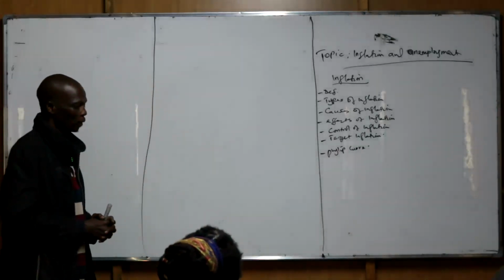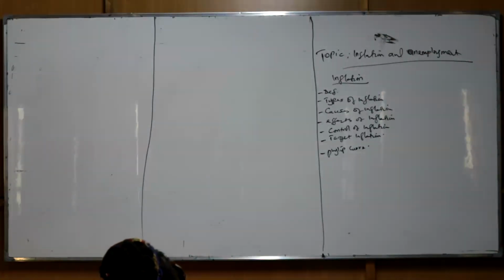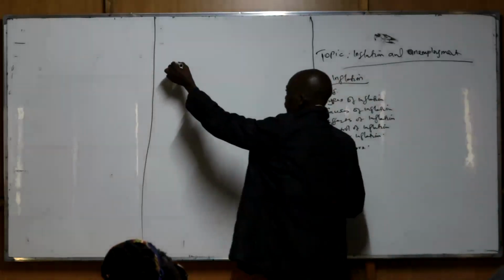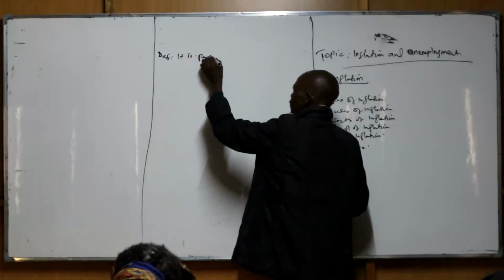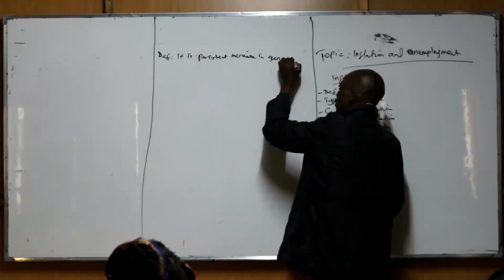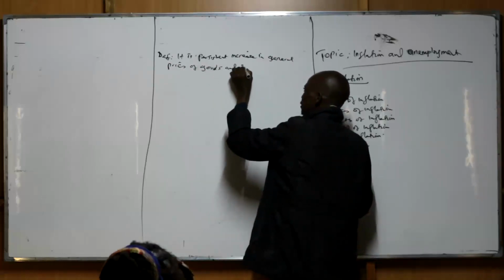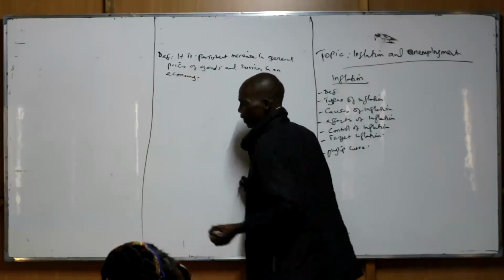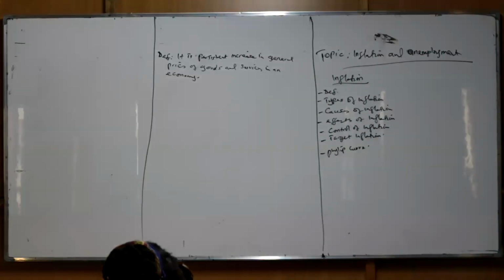Now, we want to talk about inflation. It is a persistent increase in general prices of goods and services in an economy. So what are we saying here? We have to define it. We are saying it is a persistent increase in general prices of goods and services in an economy. That is what is referred to as inflation. A persistent general increase in prices of goods and services in the economy.